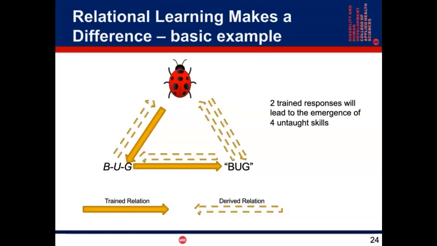It could be a chemical compound. It could be a home address. Anything fits into these schematics. So here what we have on the top is an image of a ladybug.